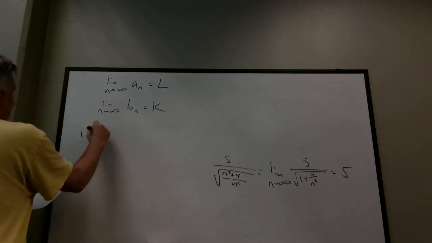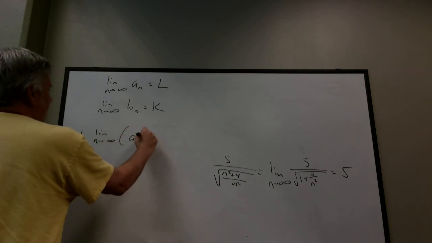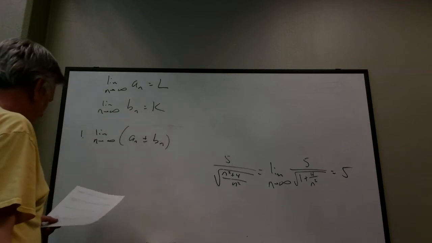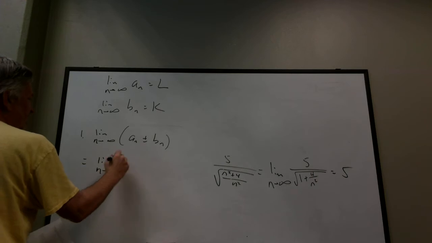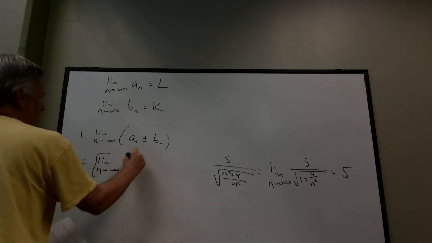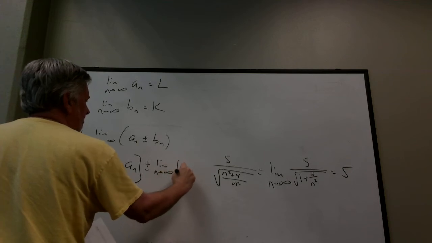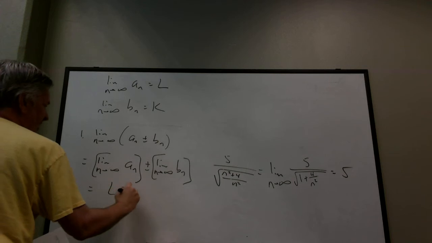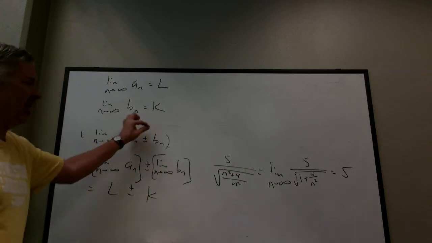Property 1 says, if you take the limit as n goes to infinity of a sub n plus or minus b sub n, so if you add the 2 sequences together, now the step they skipped is this. You can take the limit of the first plus or minus the limit of the second. They didn't write that step out in the book. And then that limit is L, that limit is K. We assume that.